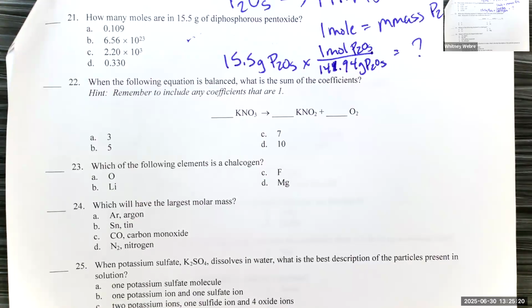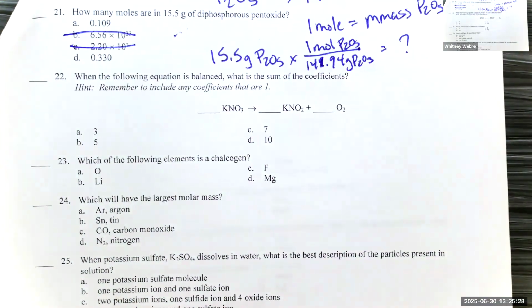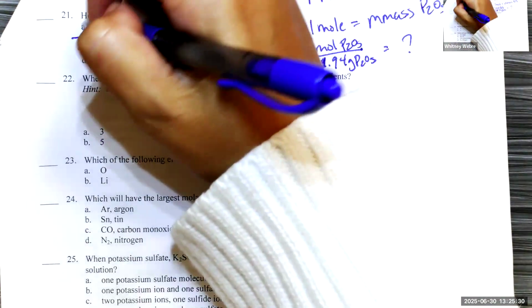So 15 divided by a big number, I assume it's a small number. It's not going to be B or C. What did y'all get? A? Okay.